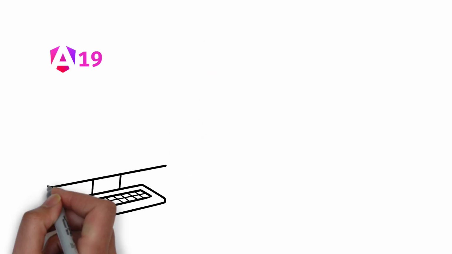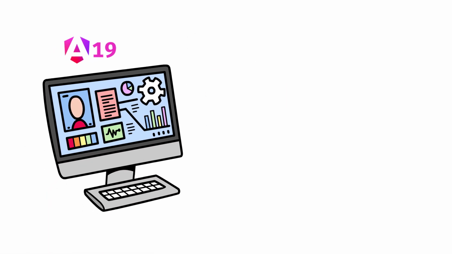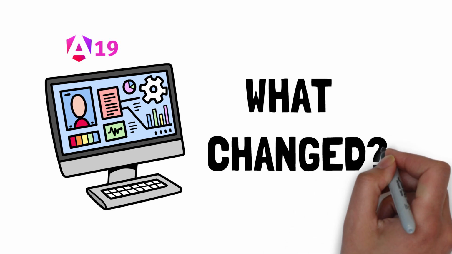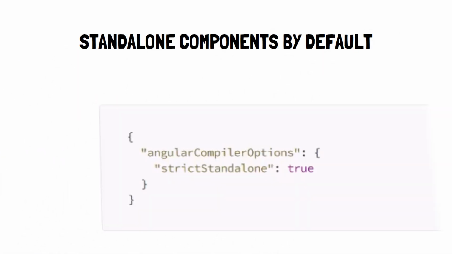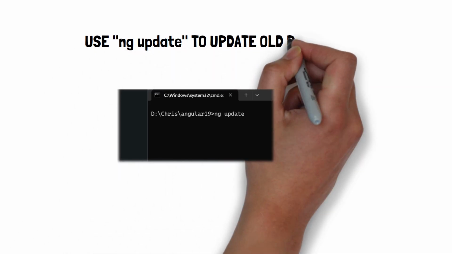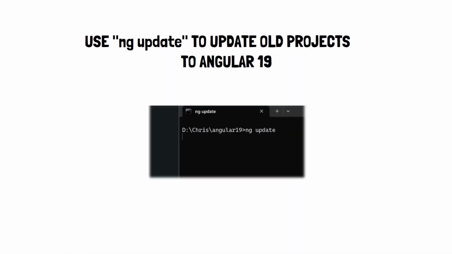Angular 19 is around the corner. Here are some updates that you can expect in version 19. Components will be standalone by default. Hence, no need to add the standalone equal to true flag to our components. You can also use ng update to update your current Angular project to Angular 19.